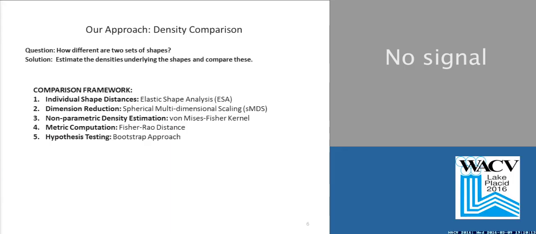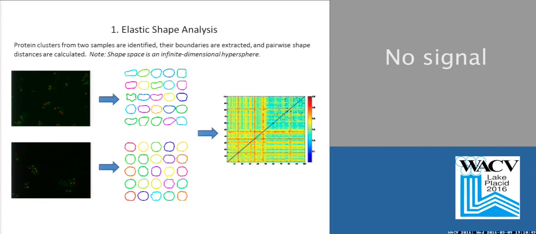If our question is how different are two sets of shapes, our solution is to estimate the densities underlying these shapes and compare these. So our comparison framework has 5 components. First, we calculate individual shape distances using elastic shape analysis. We perform dimension reduction using spherical multidimensional scaling. We perform non-parametric density estimation using a Fisher or von Mises Fisher kernel. We calculate the Fisher-Rao distance between these estimated densities, and we perform hypothesis testing using a bootstrap approach.